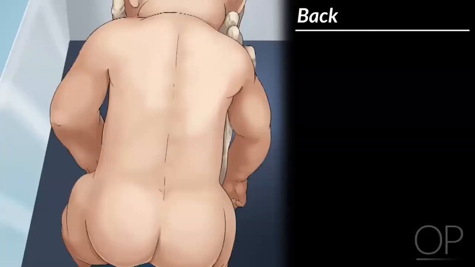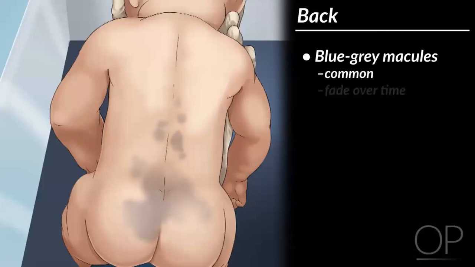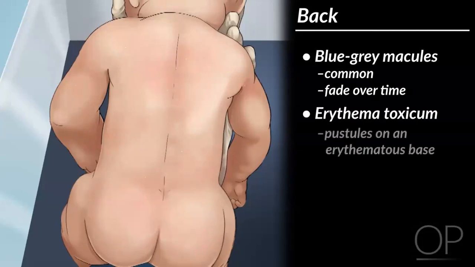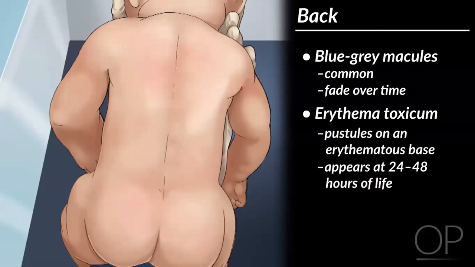Back. Now gently turn the infant over to inspect her back. It is common for infants to have blue-gray macules on their back that fade over time. You may see other normal newborn rashes such as erythema toxicum, which look like pustules on an erythematous base and appear between 24 to 48 hours of life.